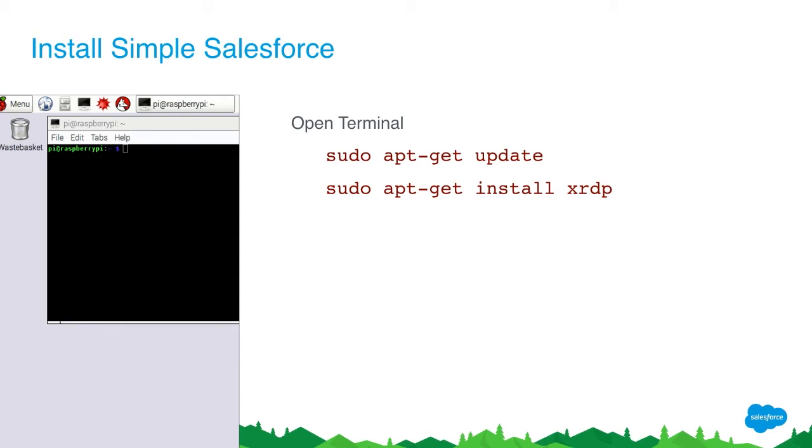Once it's updated, we do need to install one package that will allow us to remotely connect into the Pi. You can remotely connect via SSH, so a terminal level. But for this, we did it just with a regular remote desktop connection. So that's where XRDP comes into play. That'll allow us to remotely connect.